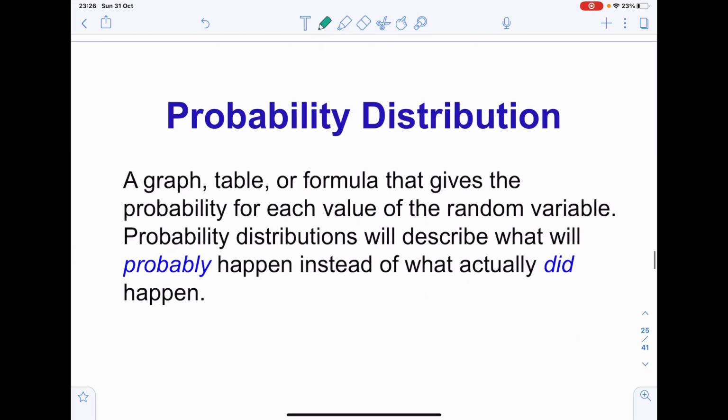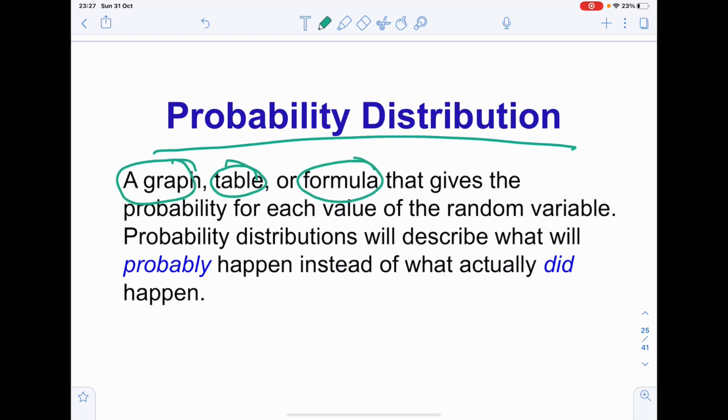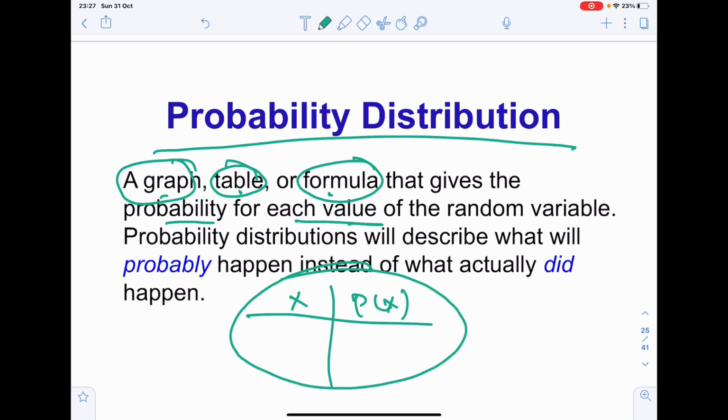random variable. Okay, probability distribution: a graph, table or formula that gives the probability for each value of the random variable. Probability distributions will describe what will probably happen instead of what actually did happen. So this is my probability distribution. It's either graph, table or formula. بحيث إنه الجراف والتيبل والفورمولا يعطوني الاحتمال لكل value. يعني هنا عندي الفاليو الأولى وهنا عندي احتمال الفاليو الأولى. This is the probability distribution.